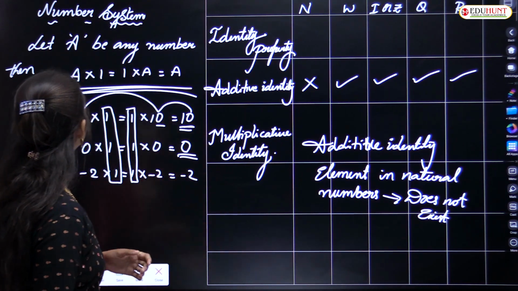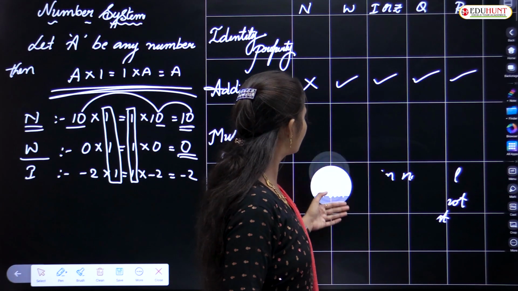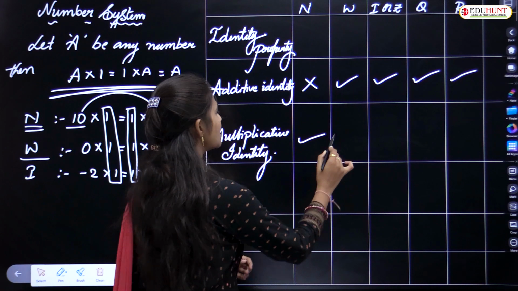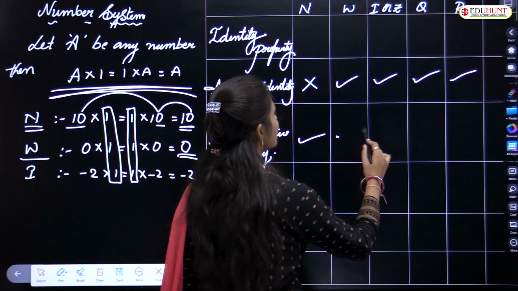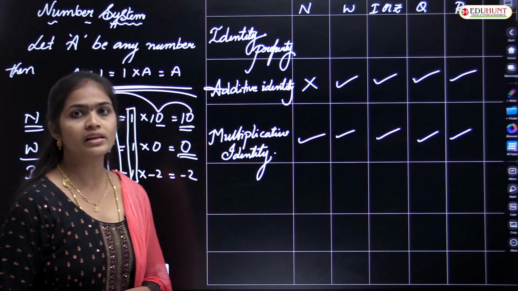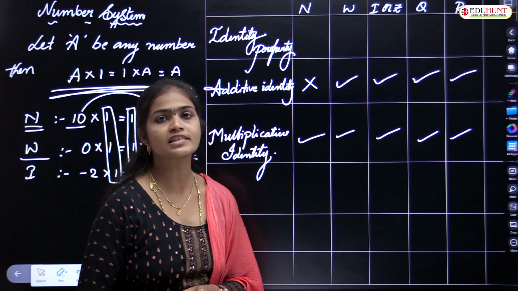Okay, so what about the multiplicative identity? Does the multiplicative identity hold in all cases or not? Yes, in natural numbers 1 is there, so it is satisfied. Whole numbers, there also, so it is satisfied. Integers, rational numbers, real numbers. So in all cases we have that 1, right? That's why it is possible in all cases.